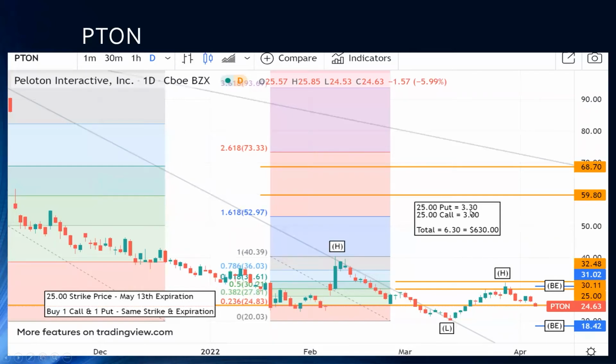The cost of the put is $3.30 or $330. The $25 call, or $25 strike price call, is $3, which is $300, for a total of $630. Now, with that, that gives us our break-even points here of 31.02 in black and blue here, and 18.42.